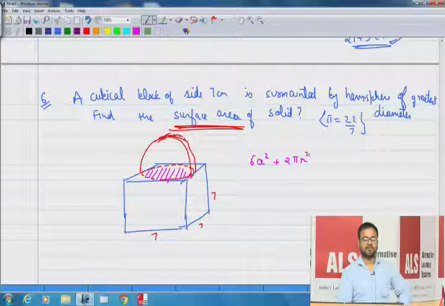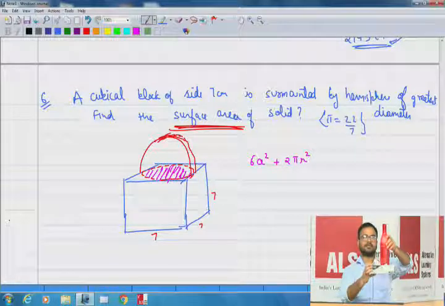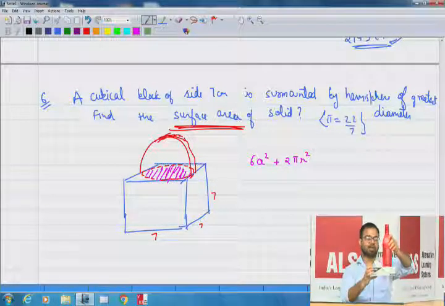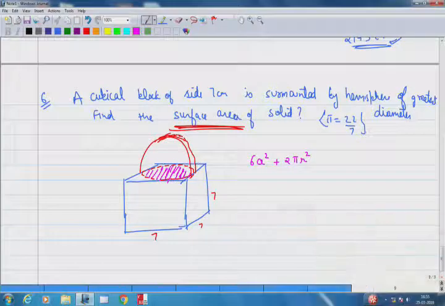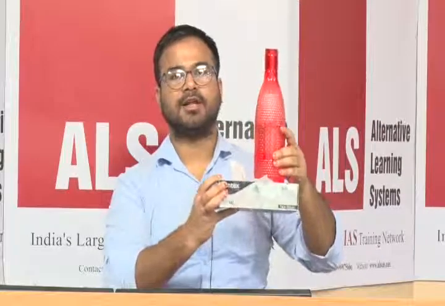which is 2 pi r square, but since there is a common region in the diagram, you can see the pink colored region. This is common to both of them. If you see this bottle is on the top of this, right? So the area of the bottle's bottom and the box's top that is covered will not be counted. Do you understand?